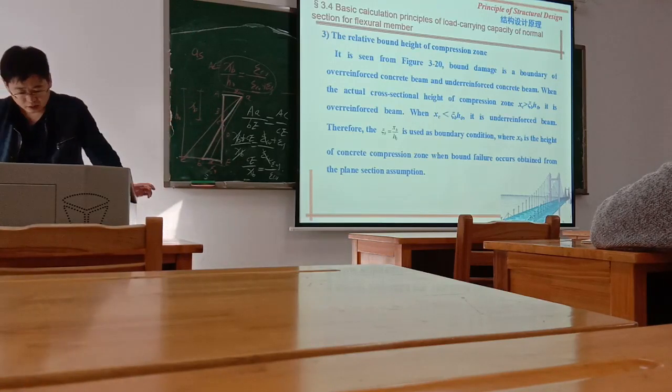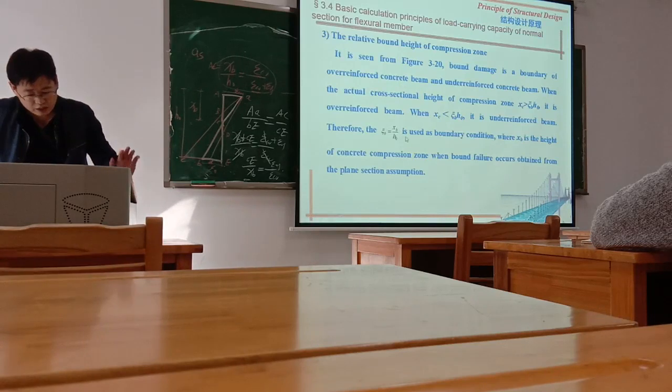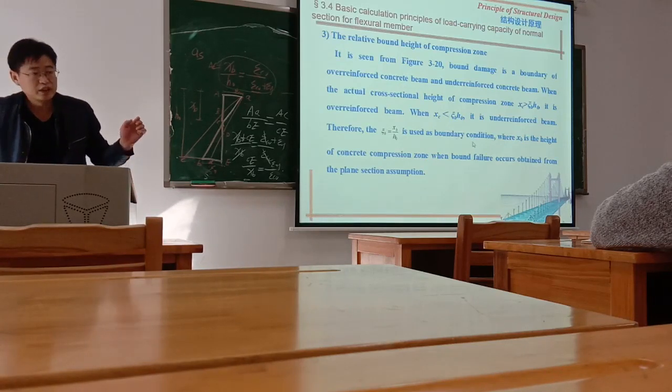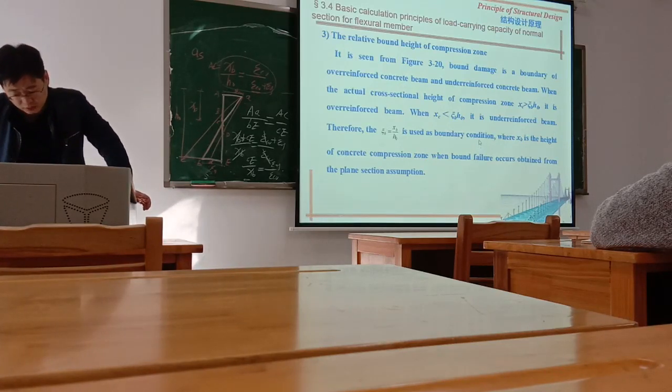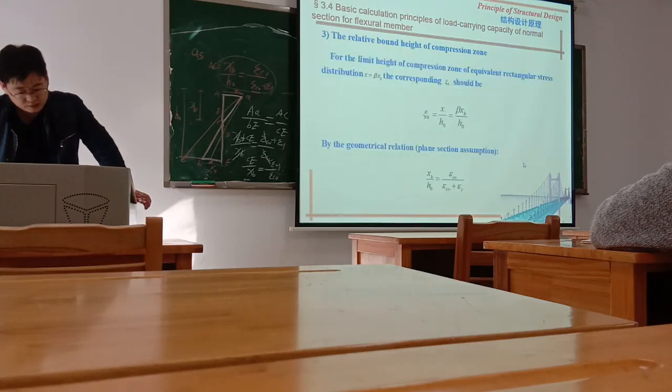So actually, till now there is no problem. CB equal to XB divided by H0 is used for the boundary condition. That's correct and no problem, whereas XB is the height of the concrete compression zone when the boundary failure occurs.